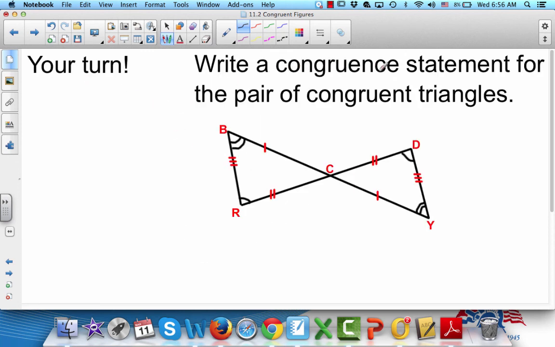All right, your turn. Write a congruent statement for the pair of congruent triangles. Pause the video, work out the congruent statement, and then come back to me.